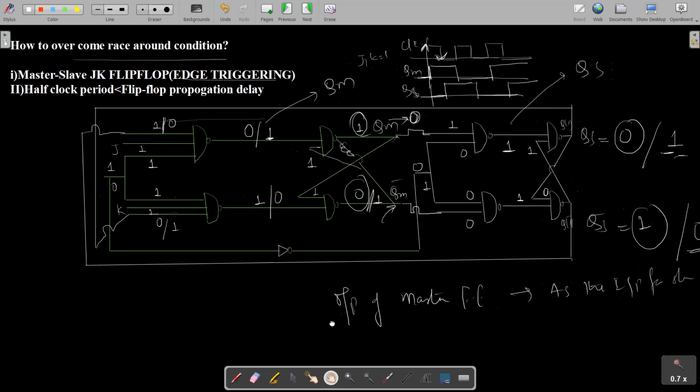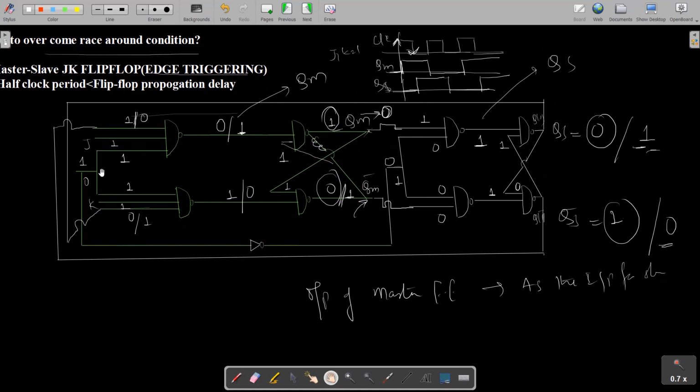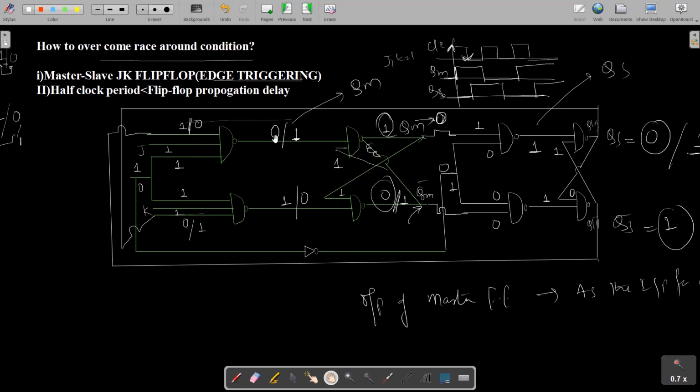Hope this tutorial is clear to you all, and this is the circuit diagram which will be used for the master slave JK flip-flop. Thank you.